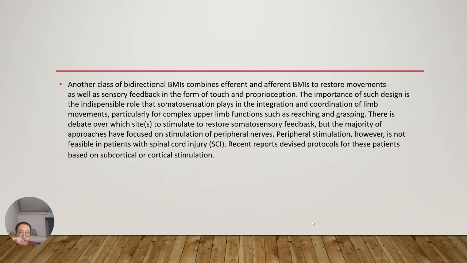There is debate over which sites to stimulate to restore somatosensory feedback, but the majority of approaches have focused on stimulation of peripheral nerves. Peripheral stimulation, however, is not feasible in patients with spinal cord injury.